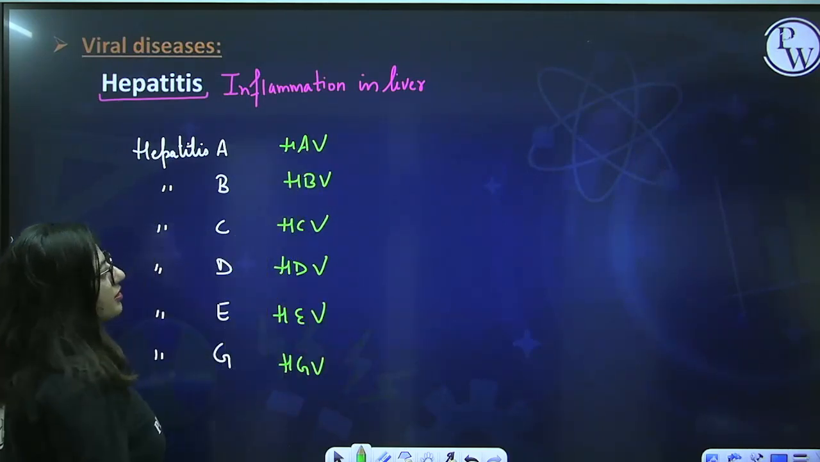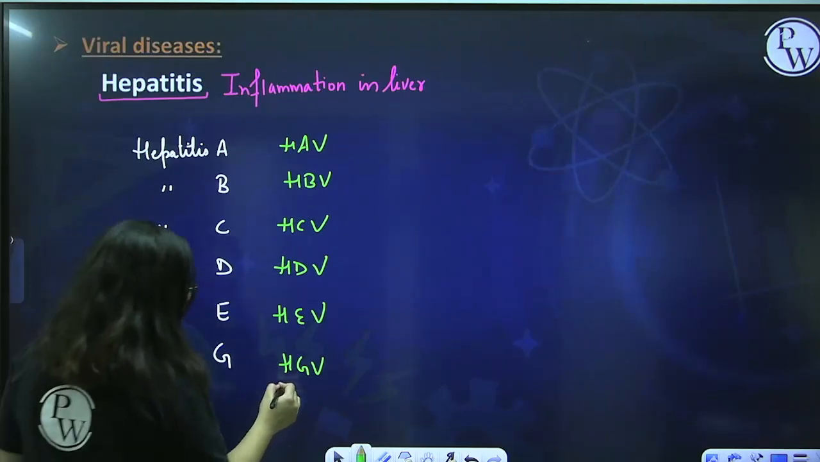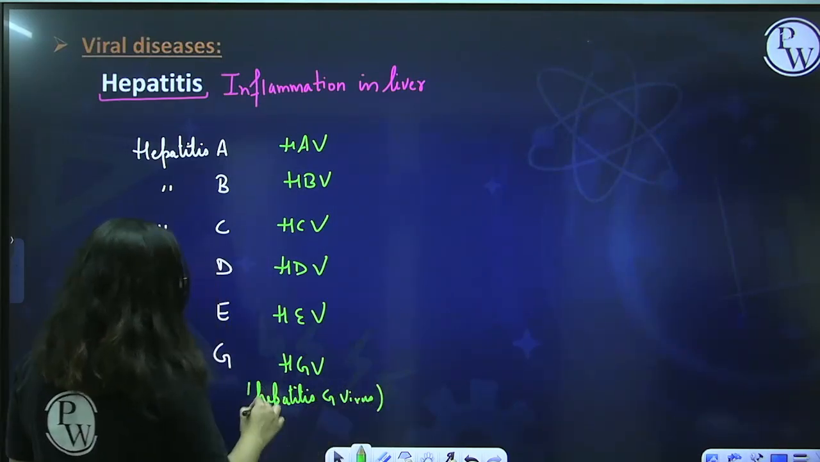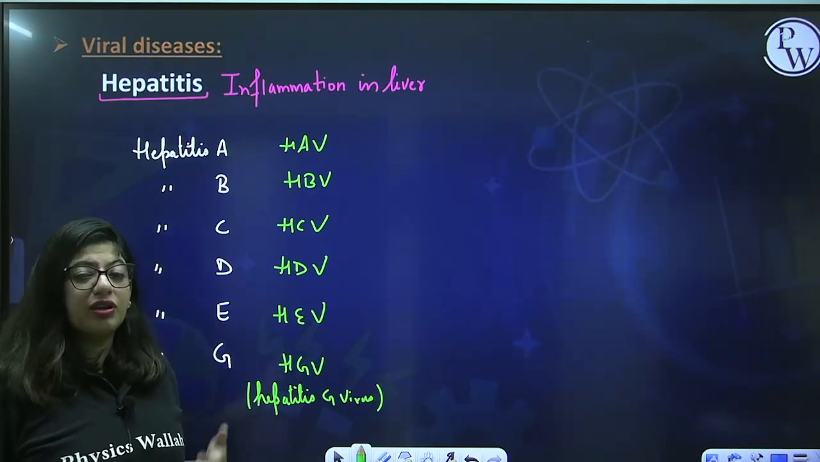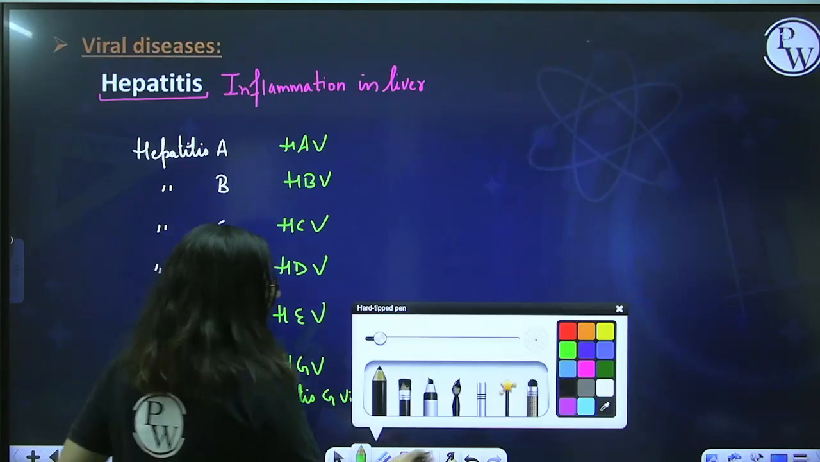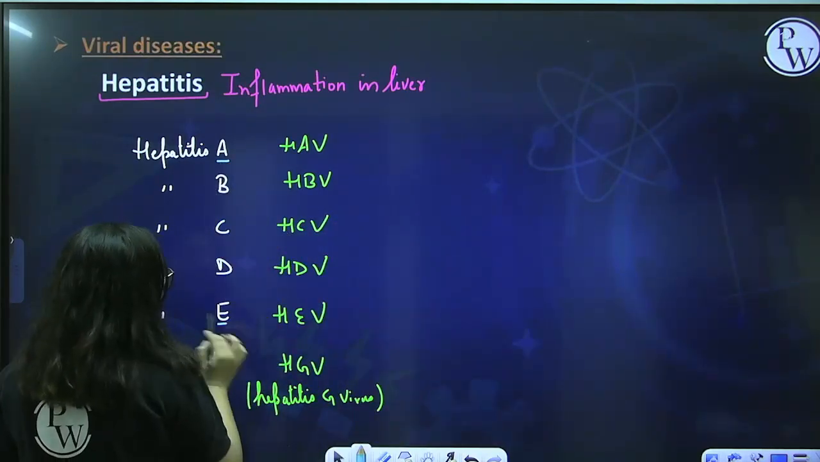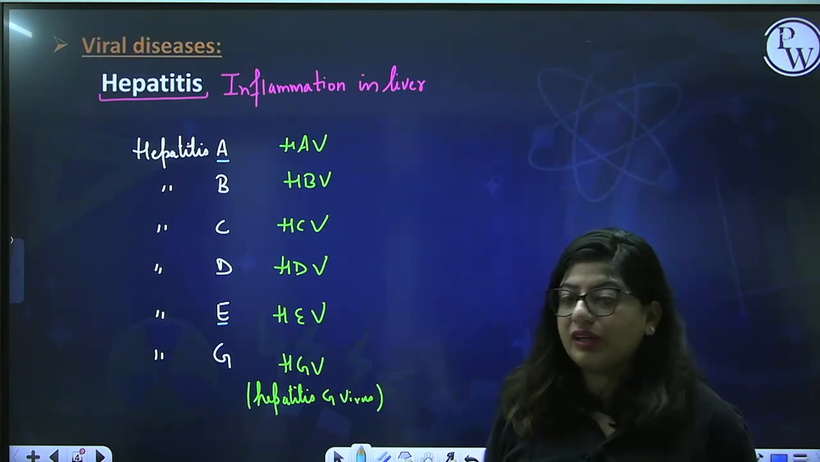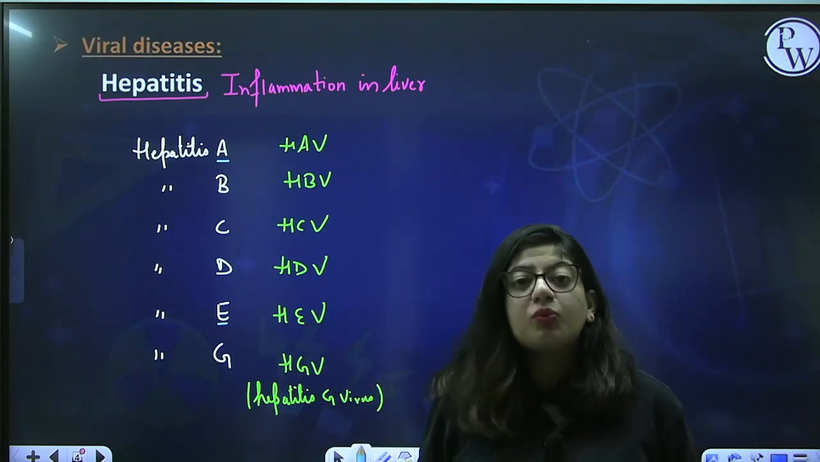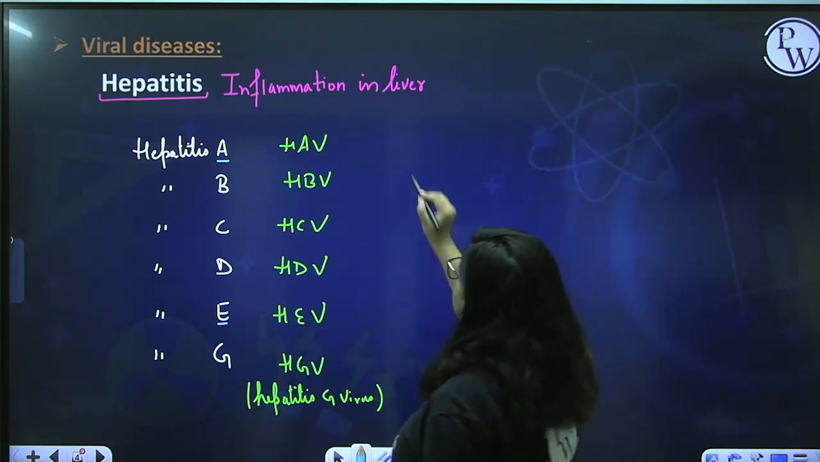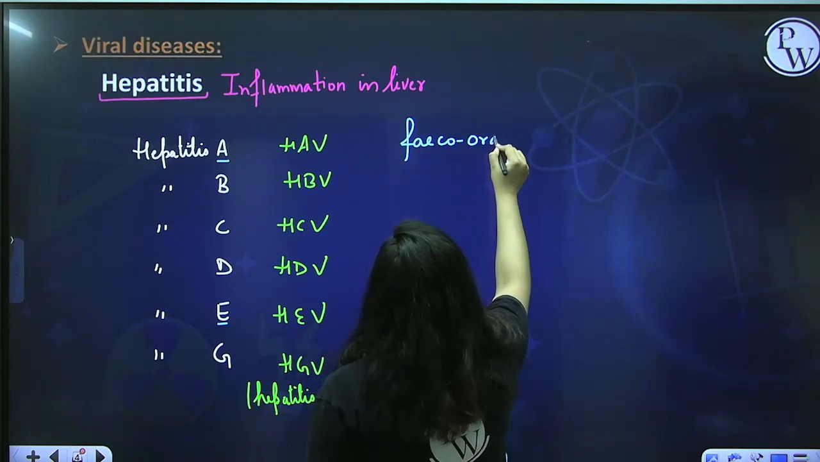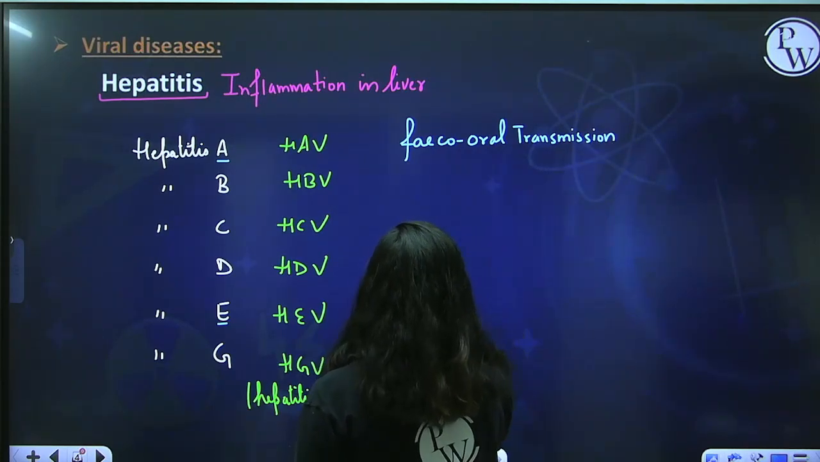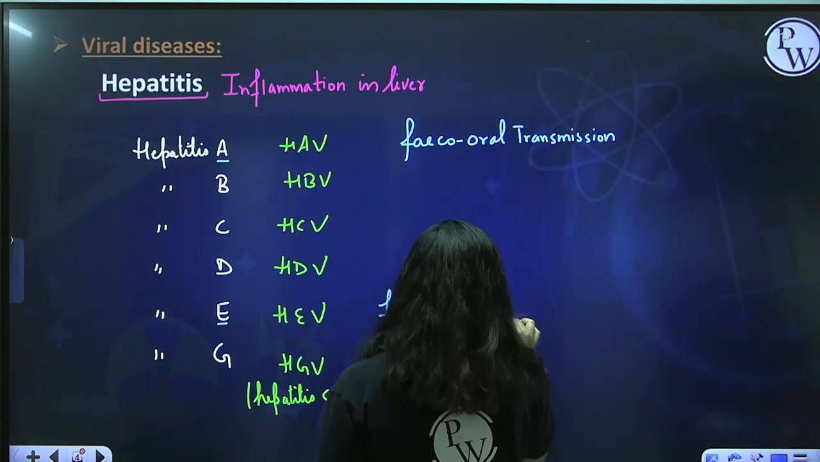So, hepatitis A virus causes hepatitis A. I am writing the full form here, hepatitis G virus, so that you can understand with the others. Now, what is another thing that is different? The mode of spread. For example, hepatitis A and hepatitis E are caused by two different viruses and their mode of spread is also different. They can enter into your body via contaminated food and water. So their transmission is fecal-oral. Fecal-oral transmission means through contaminated food and water.